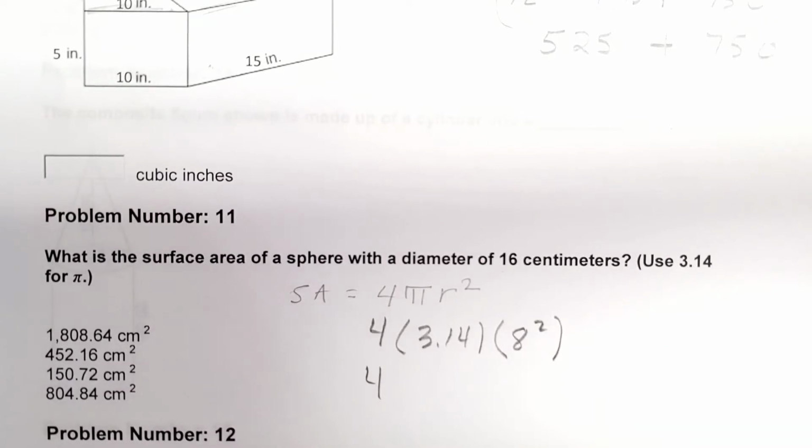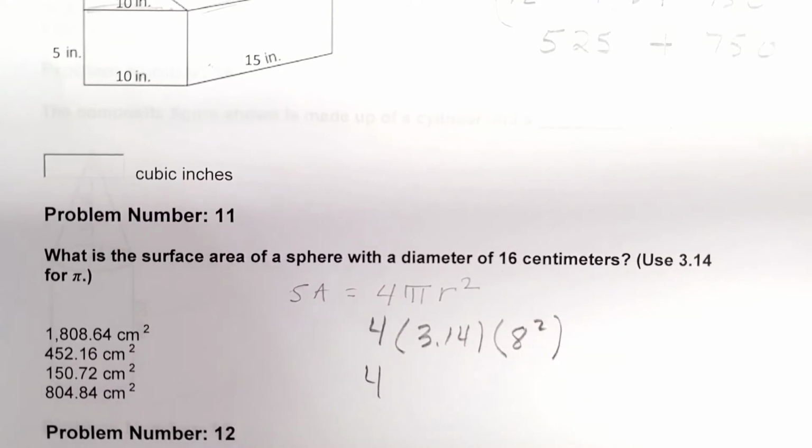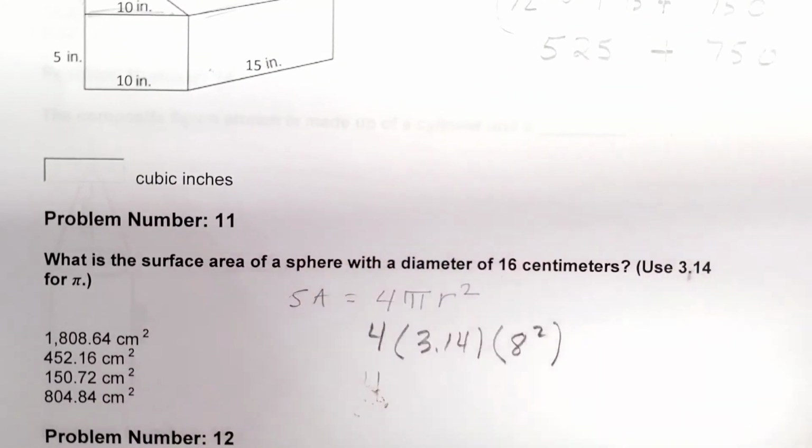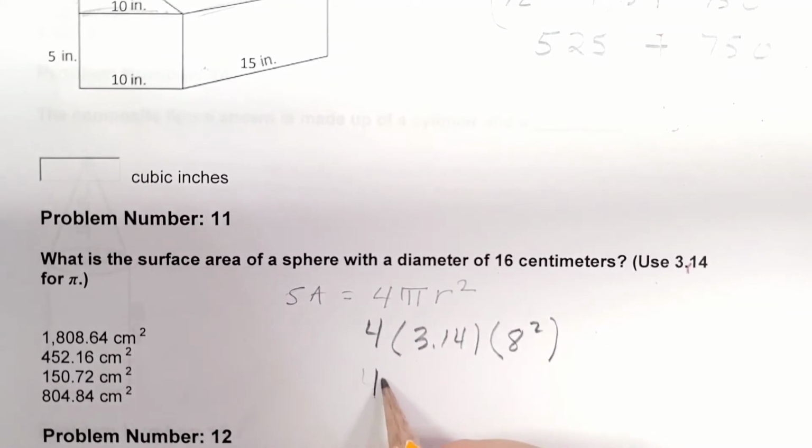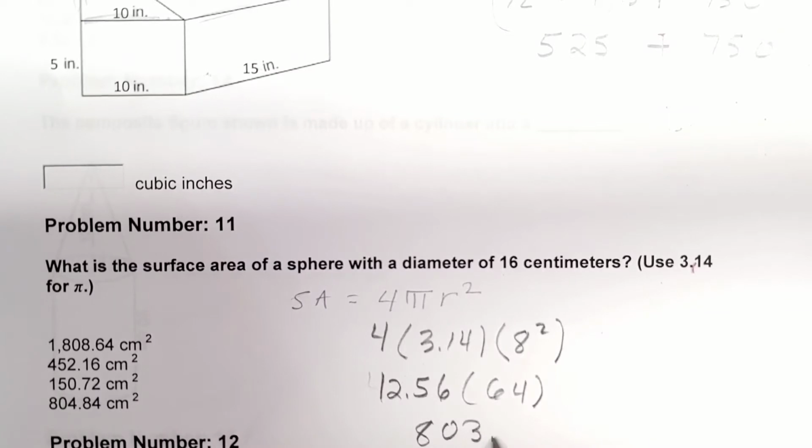What's 4 times pi? 4 times pi is 12.56. So we'll just erase this. Times 64. Okay. Times 64 is 803.84.